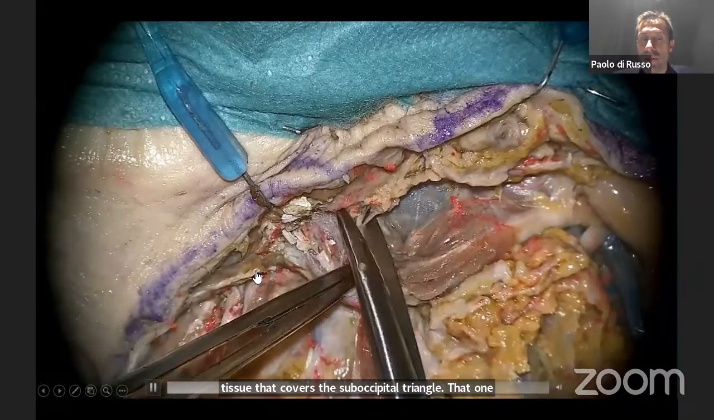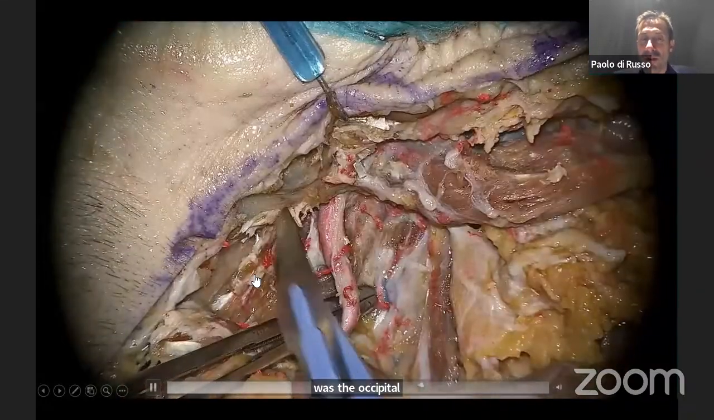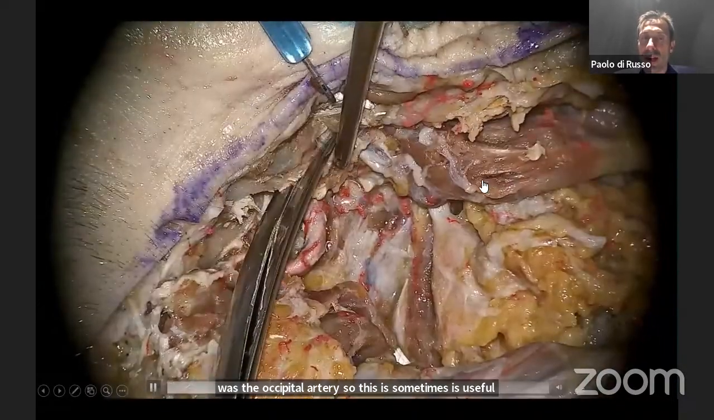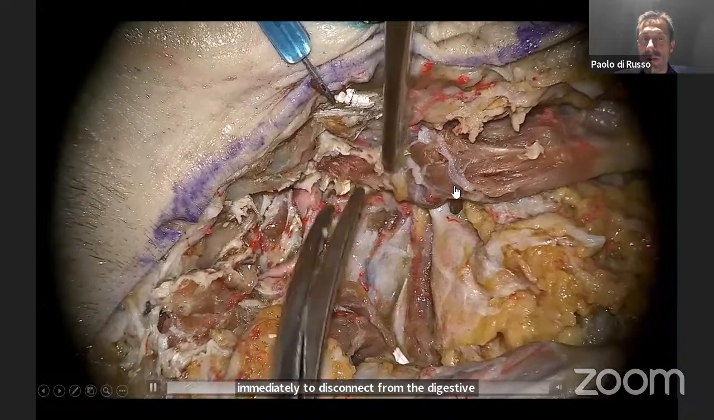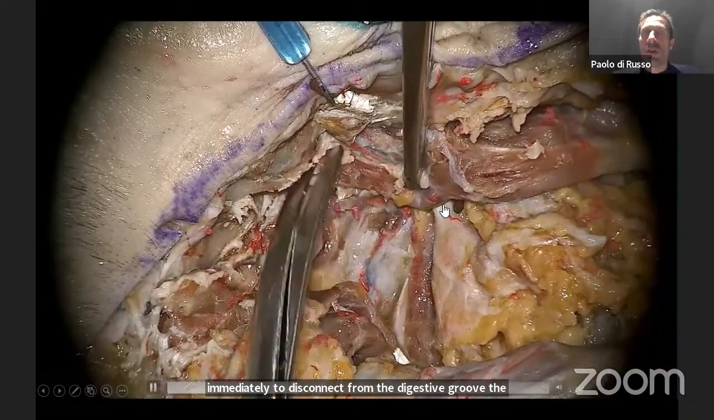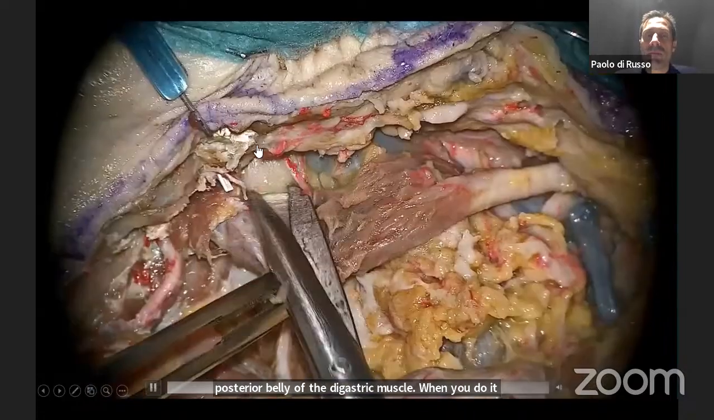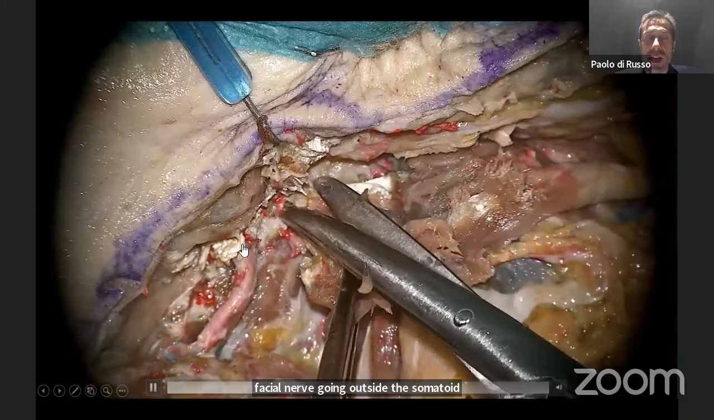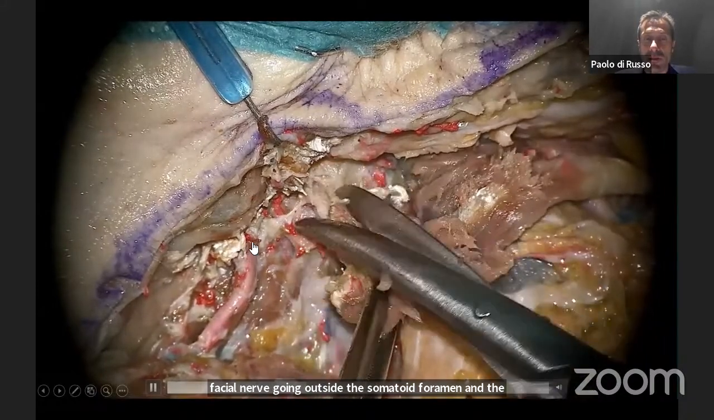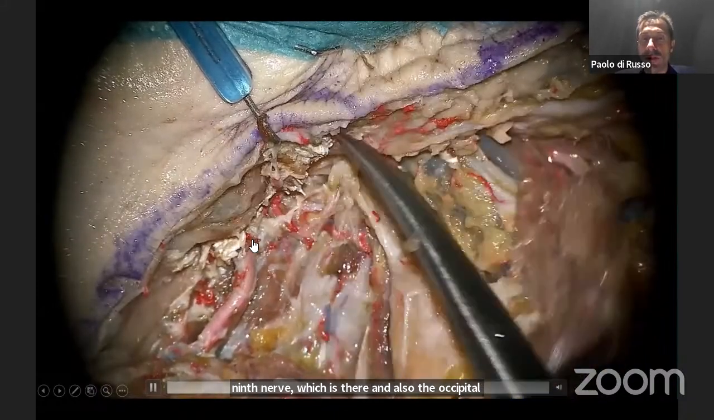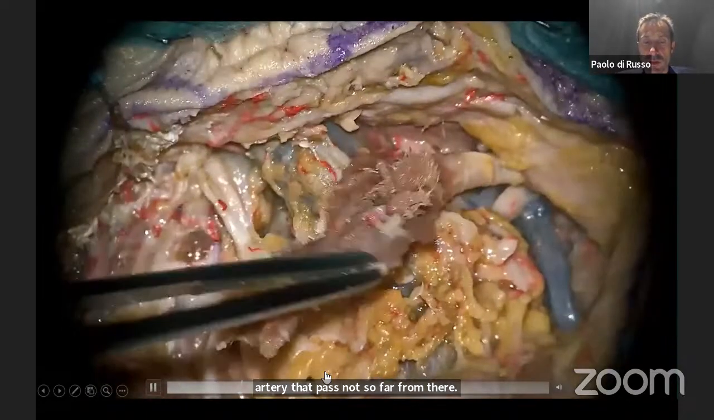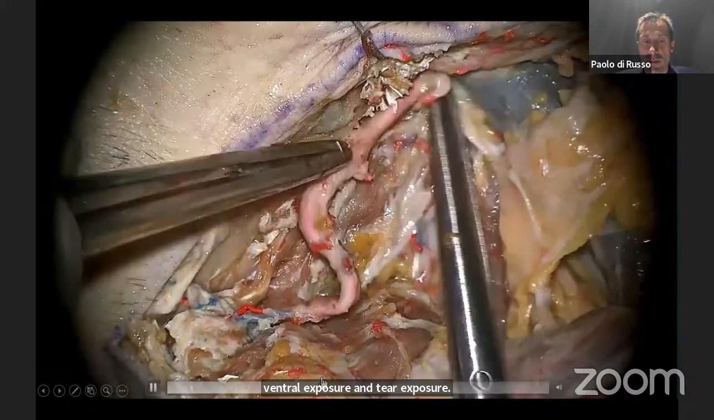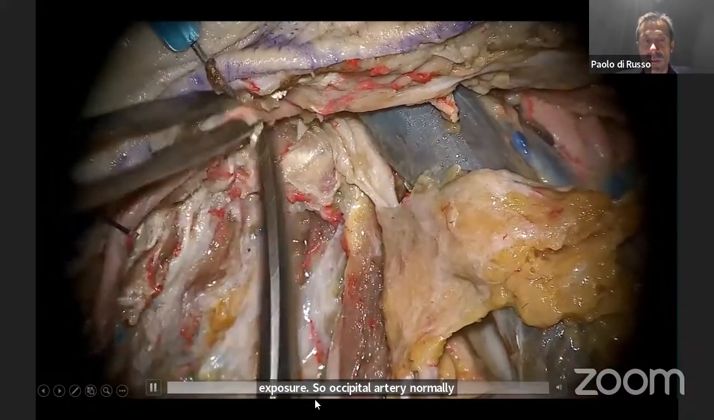Sometimes it is useful immediately to disconnect the posterior belly of the digastric muscle from the digastric groove. When you do it, you want to be aware of the presence, as we said, of the facial nerve going outside the stylomastoid foramen, and the ninth nerve, which is there, and also the occipital artery that passes not so far from there. Once you have done this, you increase your ventral, anterior exposure. The occipital artery is normally preserved, except in rare cases where a bypass is needed.